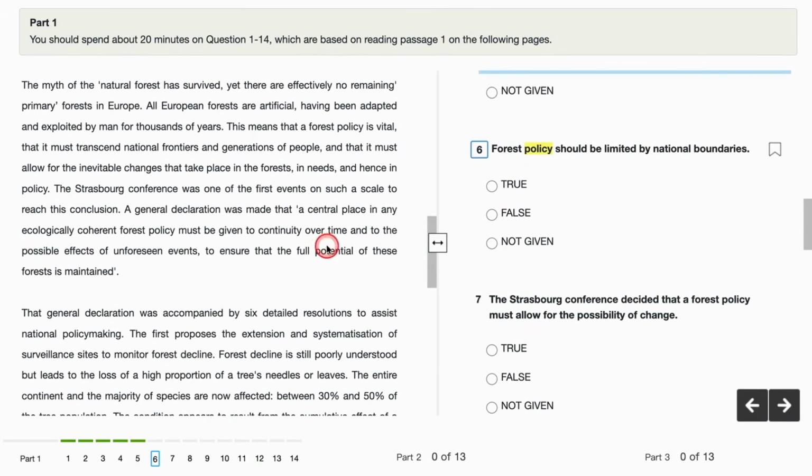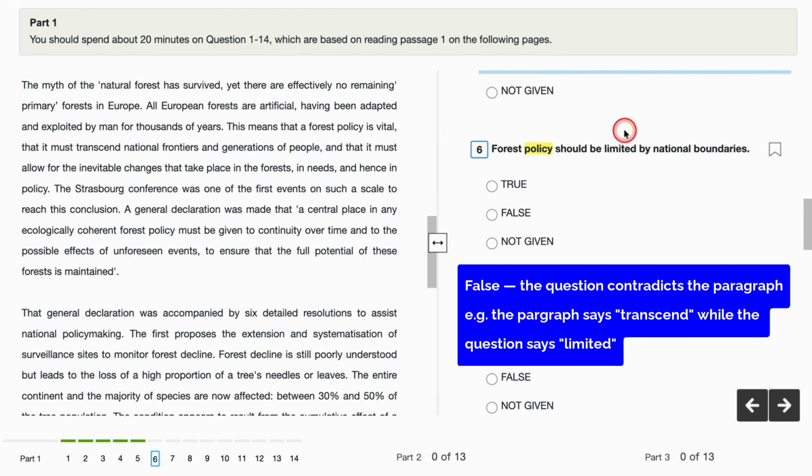As we continue reading, we will notice that it mentions policy right here. It says, this means that the forest policy is vital, that it must transcend the national frontiers and the generations of people. Here, it refers to the policy, right? The policy must transcend the national frontiers. Transcend means go beyond. The policy must go beyond the national frontiers. But the question says the policy must be limited by national boundaries. National boundaries mean the same as national frontiers. The paragraph says transcend the national frontiers, but the question says limited by national frontiers, so obviously the answer is false.